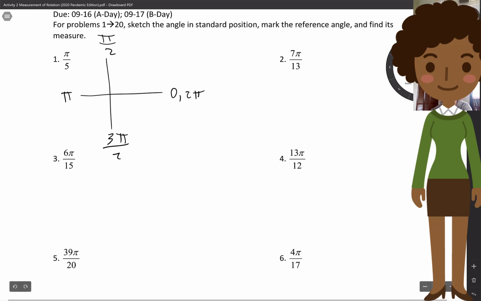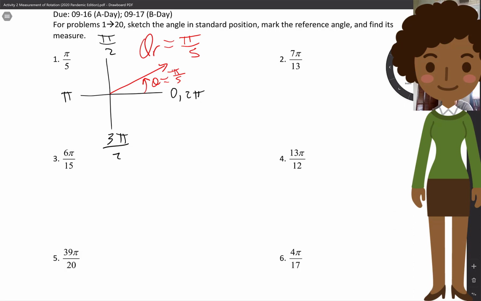And then next, pi over 5, that's the same thing as saying 1/5 of pi, correct? So 1/5 of pi is probably something like right there. It doesn't have to be perfect, guys. So there it is, pi over 5. And they also want my reference angle. Since I'm in quadrant 1, the reference angle is going to be the same, guys. So theta r is just pi over 5. Did that make sense to you two guys?